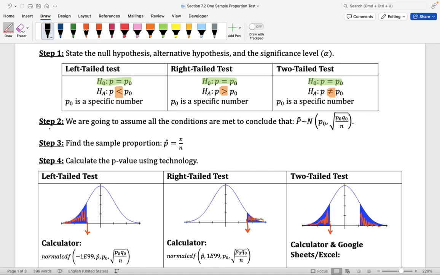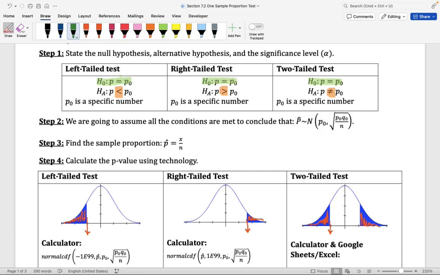In step 2, we're going to assume that all the conditions are met for us to claim that the p-hat distribution follows a normal distribution with a mean equal to p naught and a standard deviation equal to the square root of p naught times q naught over n. Notice what we're doing here. Previously, I mentioned that when we carry out a hypothesis test, we assume that the null hypothesis is true. We don't have evidence to claim that it's not true. So throughout the whole test, we're assuming that p is equal to p naught.